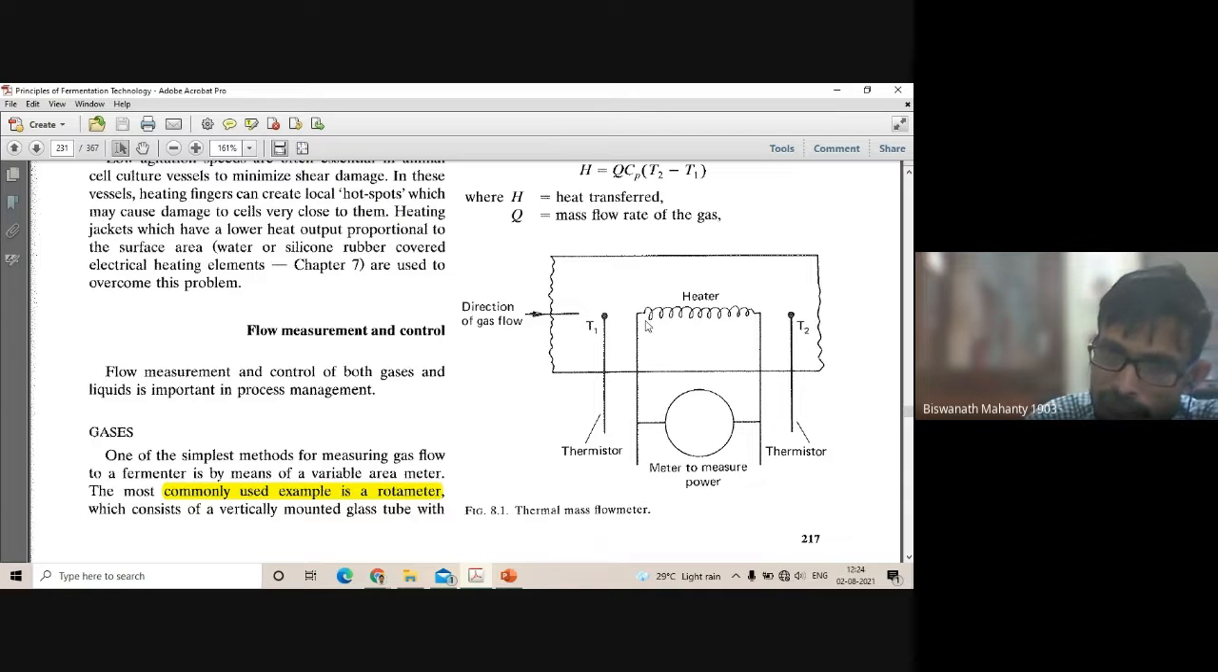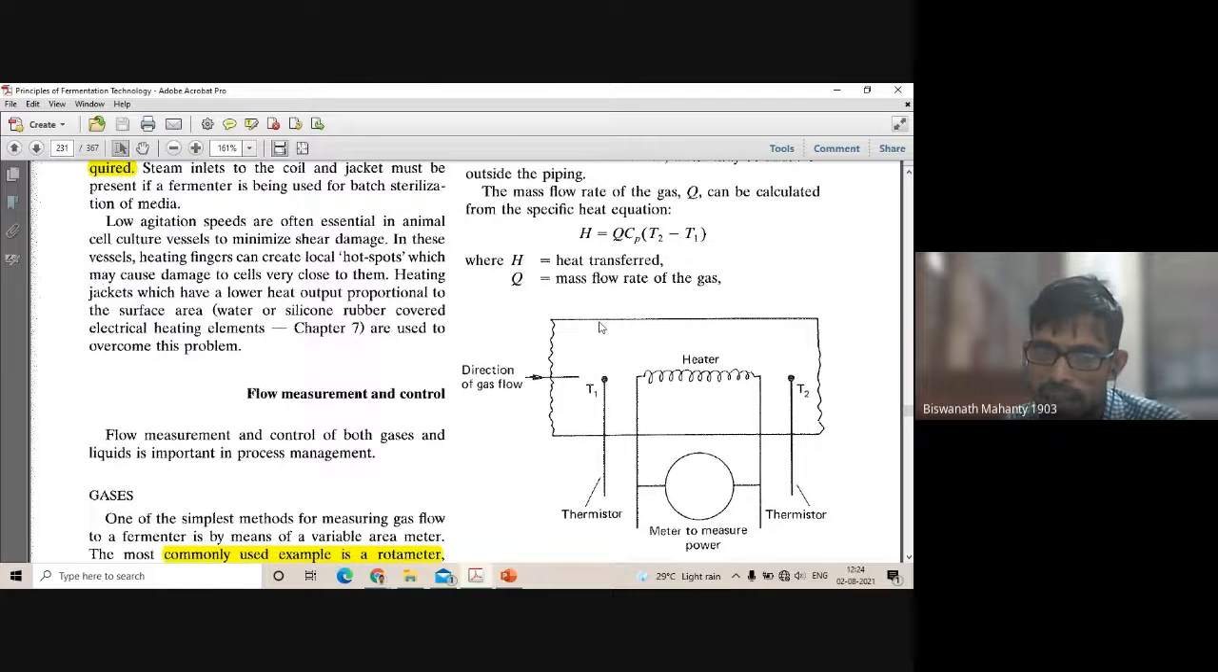So essentially what is happening, there is some thermistor here. So we are going to measure the temperature at start and end, and we also have some heating element, okay, with a meter to measure the power. Now how are they going to do this? They are going to do this because we know the heat transfer, for example, H equals U into Cp into T2 minus T1, right? So heat transfer in any process depends on temperature difference, specific heat, and how much liquid or gas is flowing through.